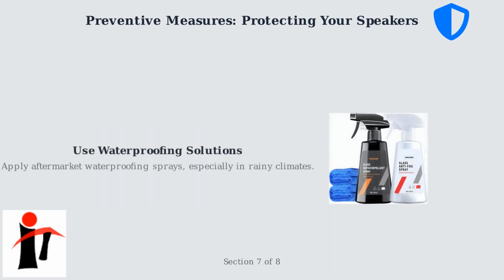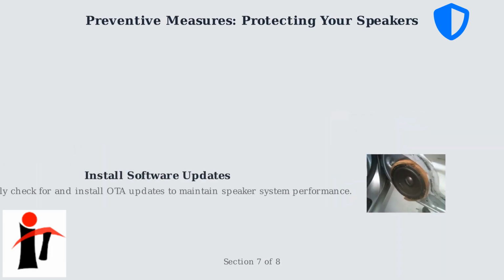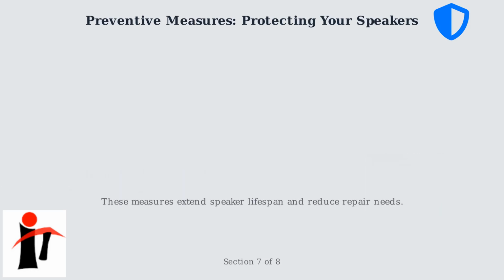Consider aftermarket waterproofing solutions for the speaker units, especially if you live in a rainy climate, to provide additional protection against moisture. Regularly check for software updates and install them promptly, as Tesla's OTA updates often include audio system improvements and bug fixes. These preventive measures can extend the lifespan of your Tesla Model 3 door speakers and minimize the need for repairs, keeping your audio system performing optimally.